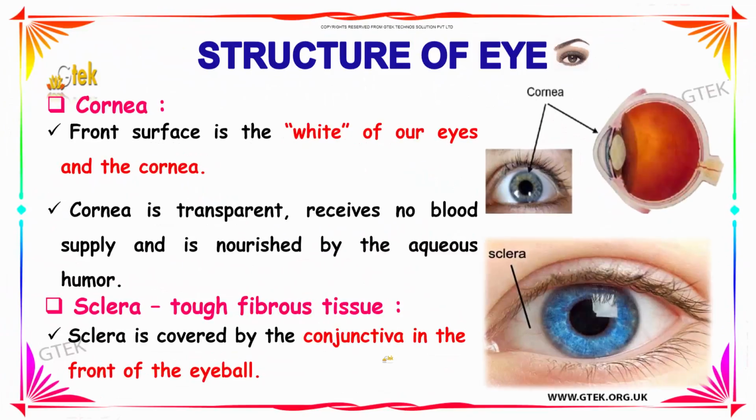Next, we are going to see the structure of the eye. In the structure, you will find the cornea. The cornea is the front surface of the eye. The cornea is transparent. It receives no blood, and hence it is nourished by aqueous humor, which lubricates the eye. Thus your cornea is nourished this way because it doesn't have a supply of blood.